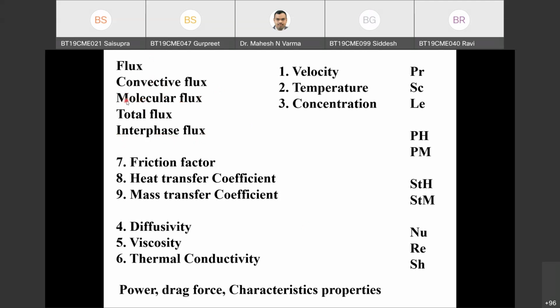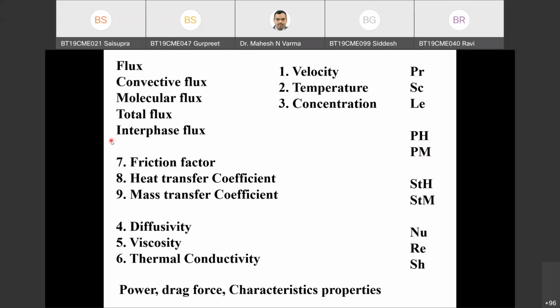While discussing this molecular flux, we got three dimensionless numbers: Prandtl number, Schmidt number, and Lewis number. Then, from the ratio of convective flux to molecular flux, we got the Peclet number for heat transfer and the Peclet number for mass transfer.